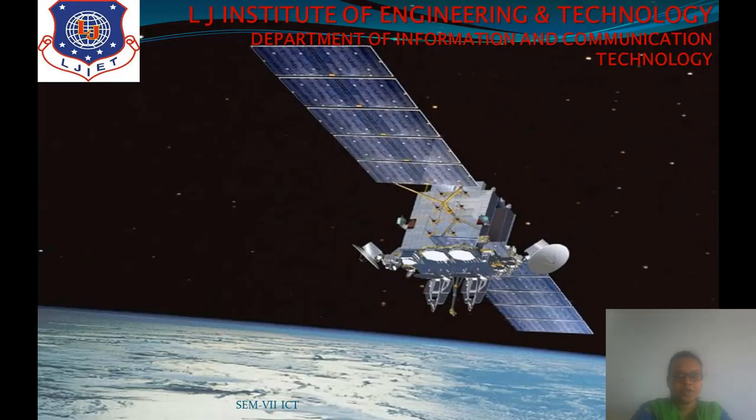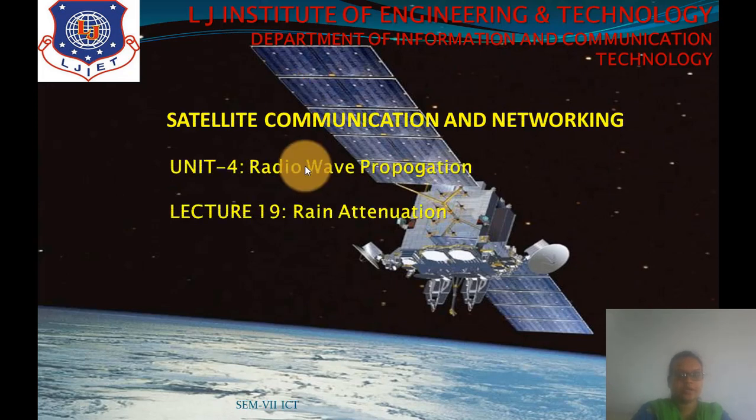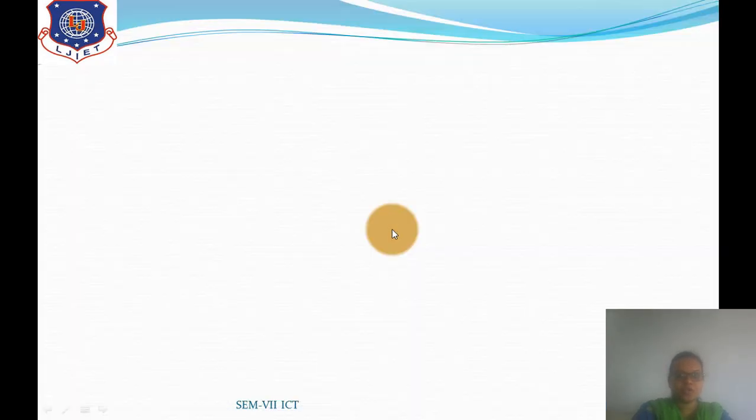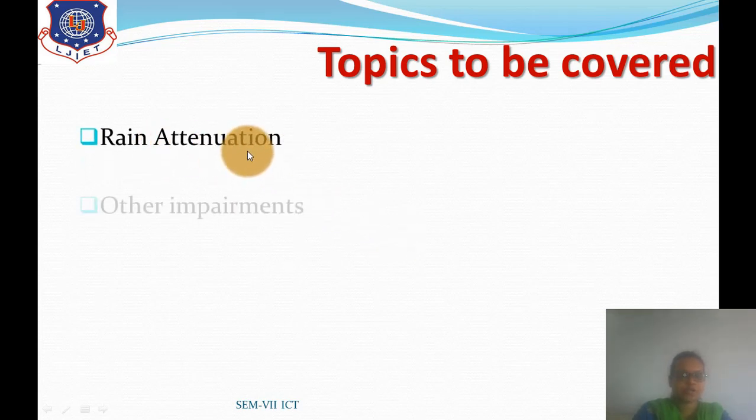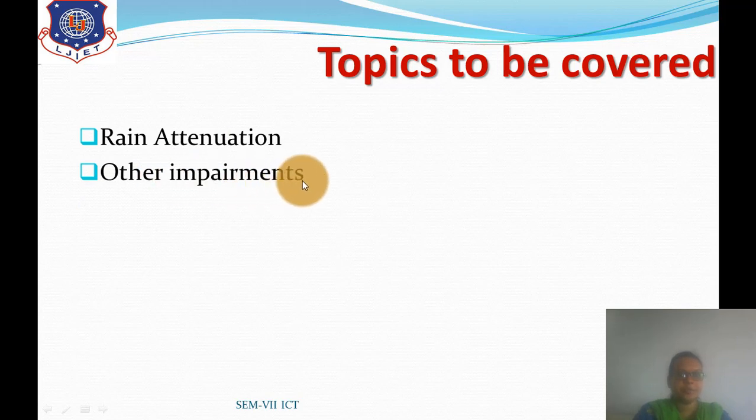Hello everyone. Now, in the last session of satellite communication and networking, we started our unit 4, that is radio wave propagation. In today's session, we are going to discuss two topics: rain attenuation, that is losses due to rain, and other propagation impairments, meaning other losses that occur during the transmission.